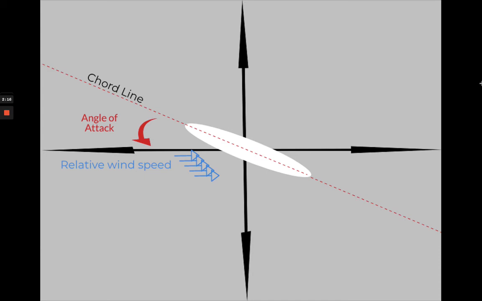Obviously, you need to take into consideration the relative wind speed, but what's important to know for the FAA exam is that if you exceed the angle of attack, there will be a stall. A stall is something that we do not want.